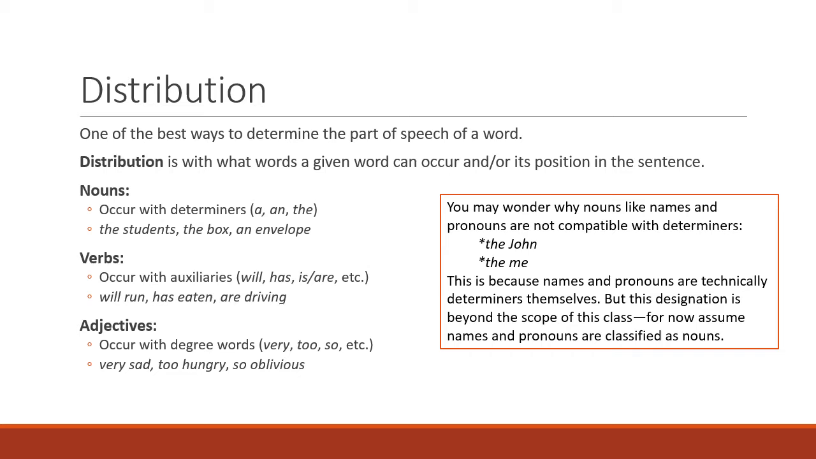You may wonder why nouns like names and pronouns are not compatible with determiners. You can't have "the John" or "the me." That's because names and pronouns are technically determiners themselves. That's not really something we'll worry about in this class, but just know that they aren't going to have determiners with them.